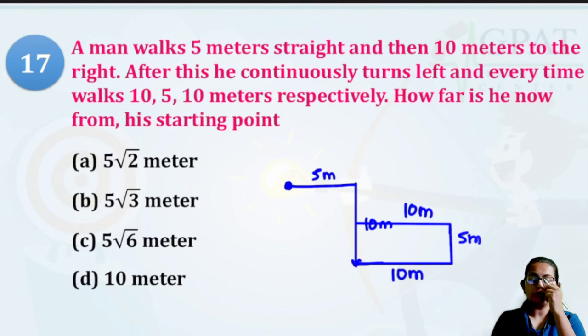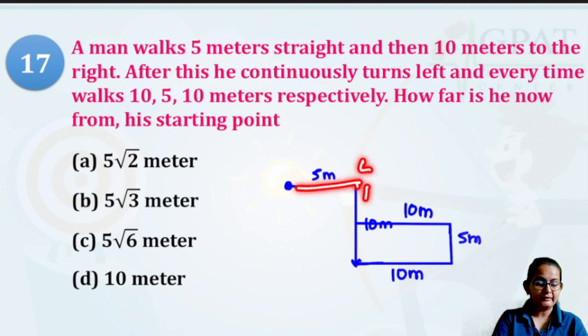A man first walks 5 meters straight. This is 5 meters straight. Then 10 meters to his right. So after this would be left, this is right. So on the right turn, he started walking 10 meters. So this is 10 meters. Then continuously he takes the left turn. How many times? 3 times.